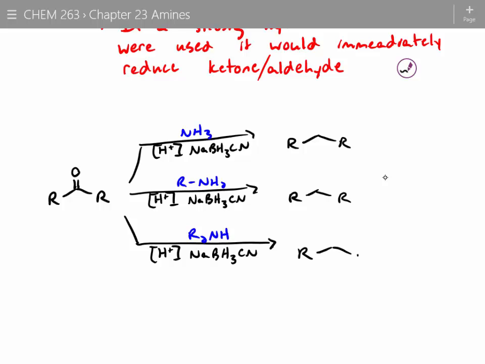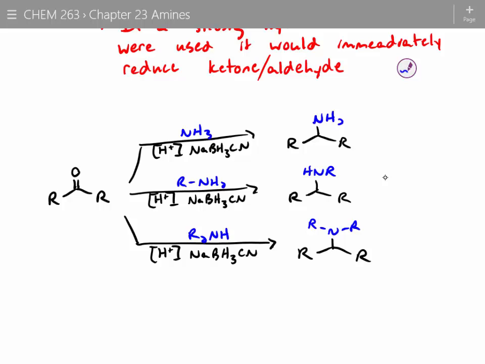And let me get the skeletons drawn here. In this one, you can get a primary amine. This one, you can get a secondary amine. And in this one, you can get a tertiary amine. So you can use reductive amination to get to any sort of substituted amine. It's a very, very powerful mechanism.